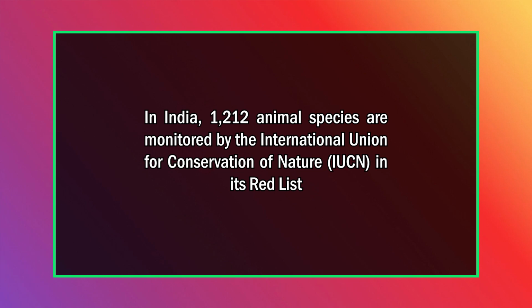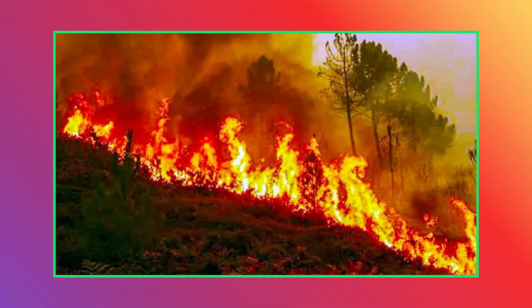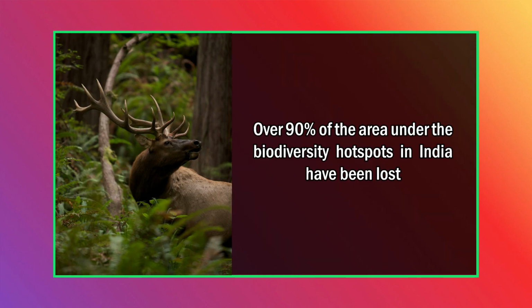In India, 1,212 animal species are monitored by the International Union for Conservation of Nature in the Red List. A key issue that has put species at risk is the forest fires, which have been quite high in recent years. Over 90% of the area under the biodiversity hotspots in India has been lost.